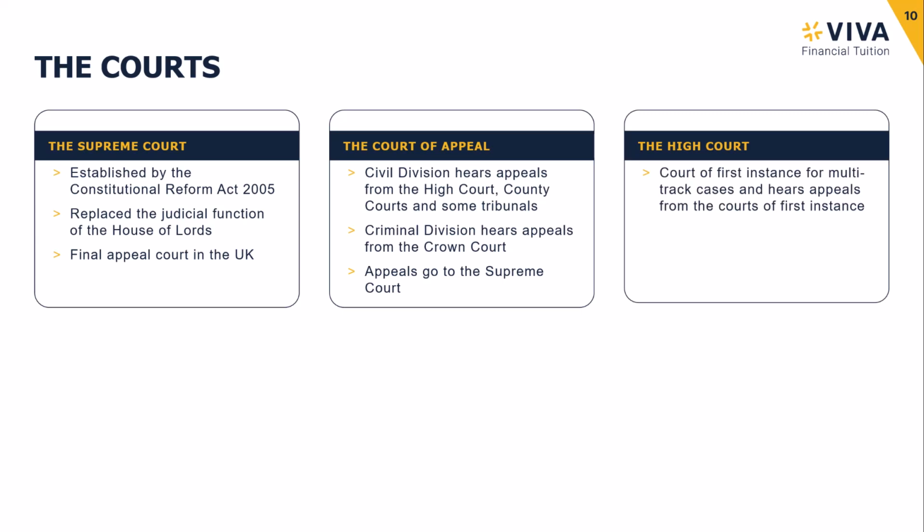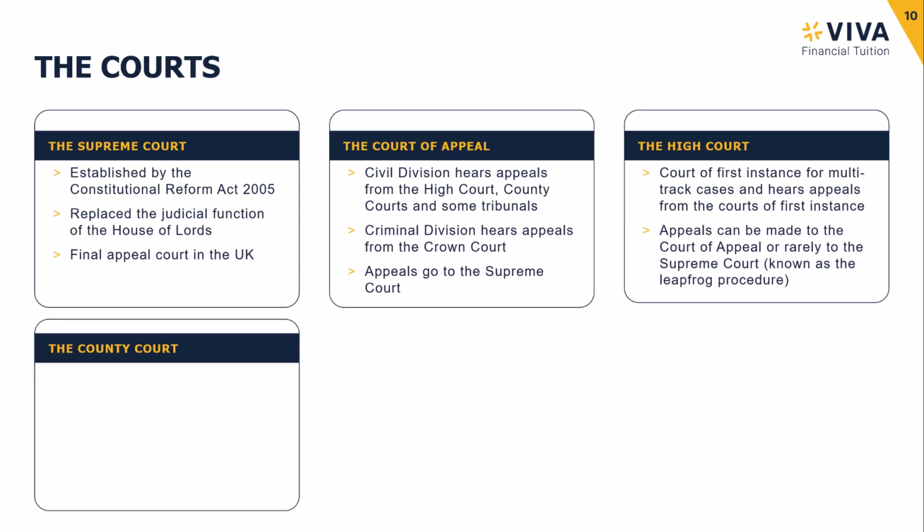The High Court is the court of first instance for multi-track cases, they're complicated or very high value civil cases, and it hears appeals from the courts of first instance. So if you've been heard in the County Court or you've been heard in the Magistrates or Crown Court, you would appeal to the High Court. Appeals can be made to the Court of Appeal or rarely to the Supreme Court, as in you jump over the Court of Appeal, you leapfrog it, and we talked about when that would happen.